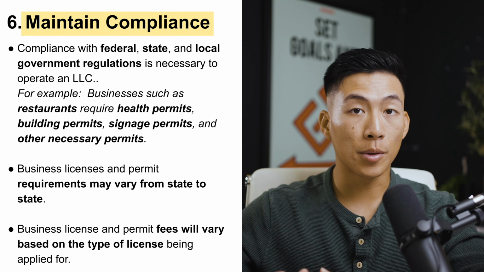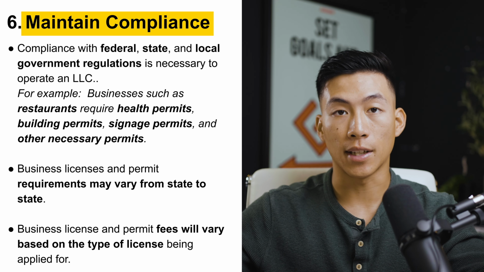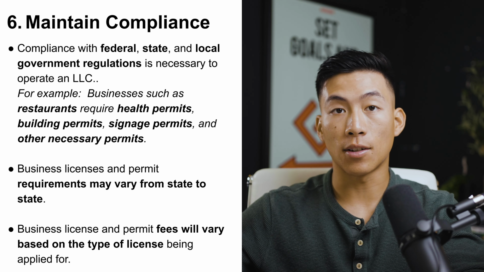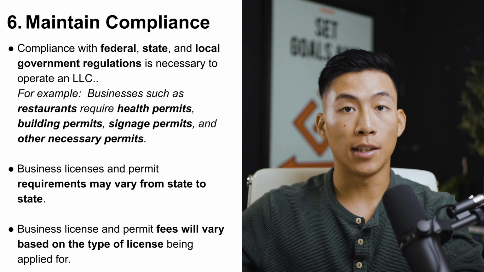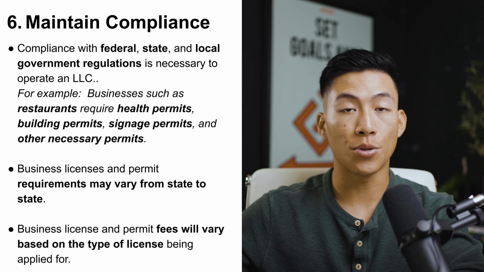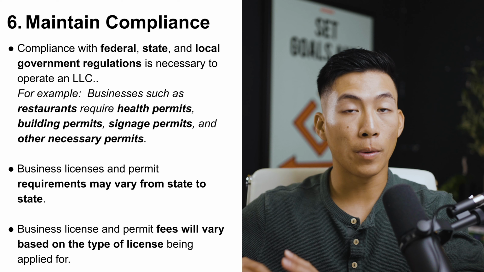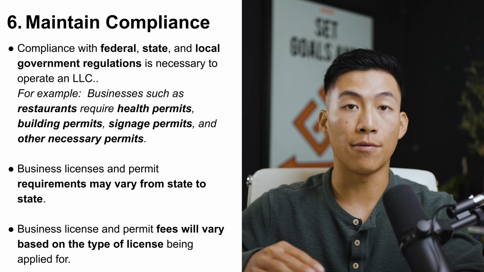Now, once you've successfully formed your LLC, here's a few extra steps that you need to take afterwards. So step number 6 is maintaining compliance with the state. So this means getting any licenses or permits that you might need to operate. This is going to vary depending on what type of business you have and also what state you're in. So we recommend just do the research, or you can have Bizee do it for you.